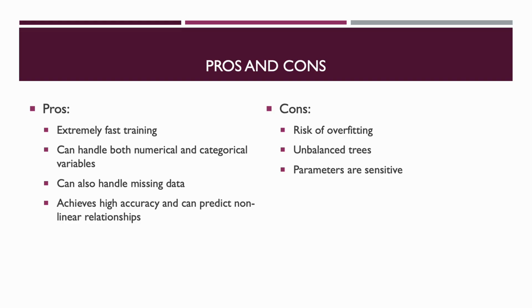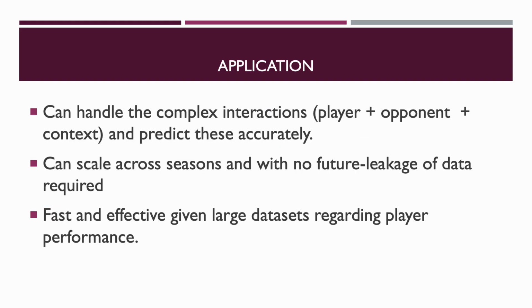Some cons of the LightGBM model are that there is a risk of overfitting, as well as a large potential to have unbalanced trees, since it is just splitting on the leaves, not balancing the tree out. As well as the parameters being extremely sensitive. So optimal parameters should be determined prior to training this model.